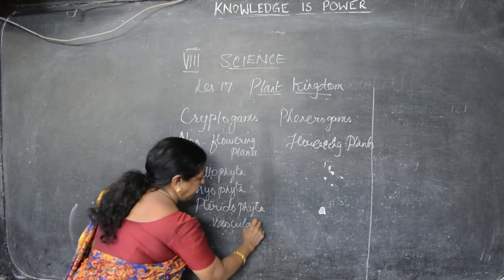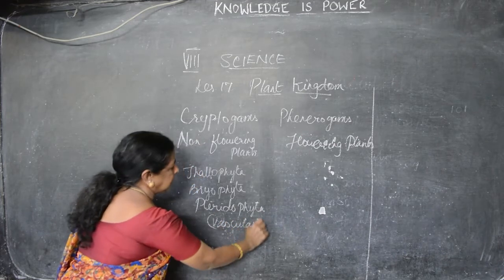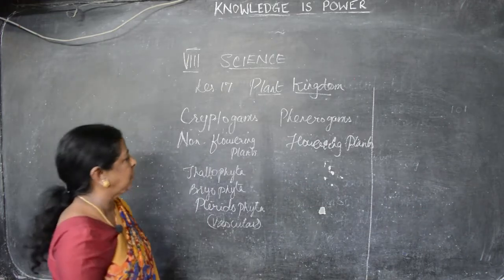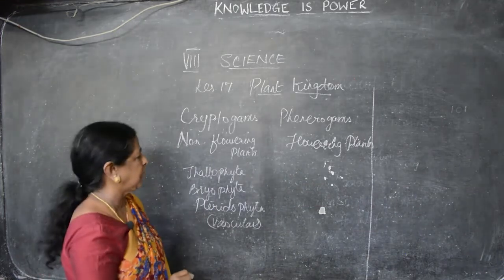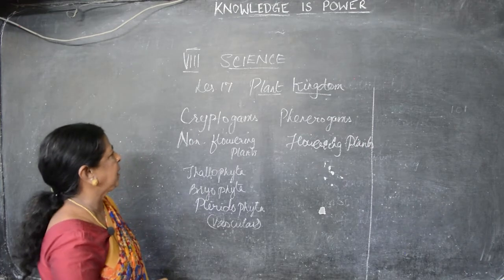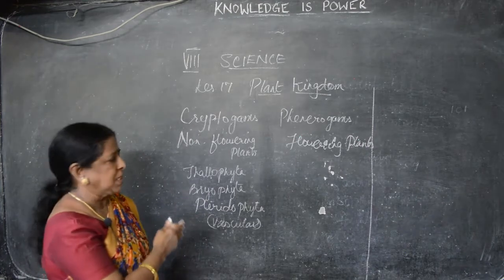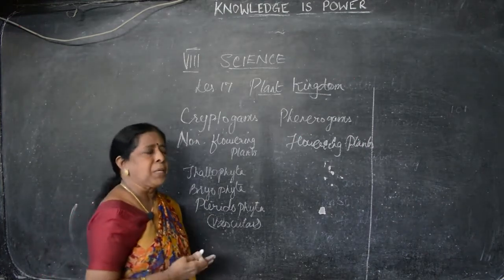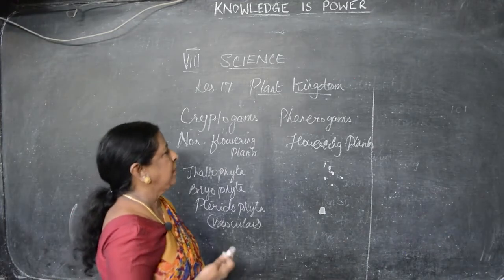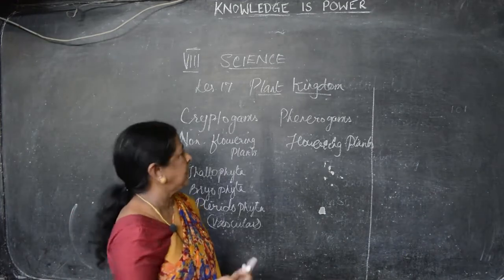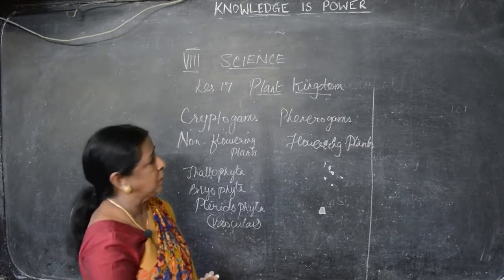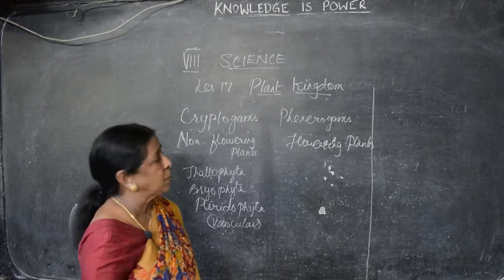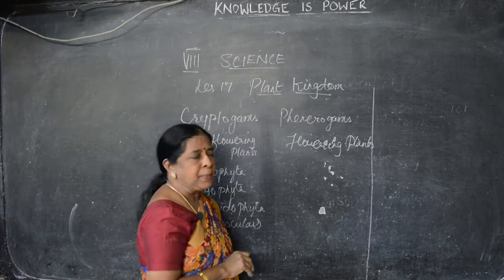What is vascular? That is xylem and phloem. Xylem which contains water, phloem which contains water and minerals and food particles. Okay, so this we have seen, the structure, habitat, economic importance, uses, everything we have seen in that. What are the diseases caused by the fungi, everything we have seen in the previous classes. Now we have to say what is phanerogams.